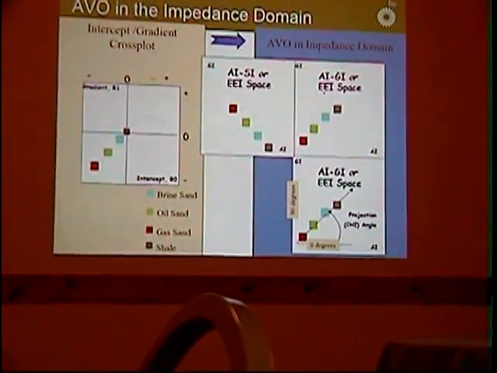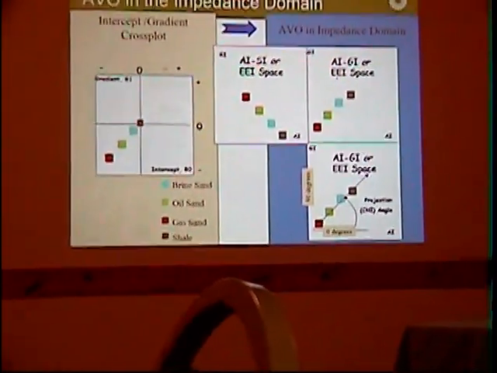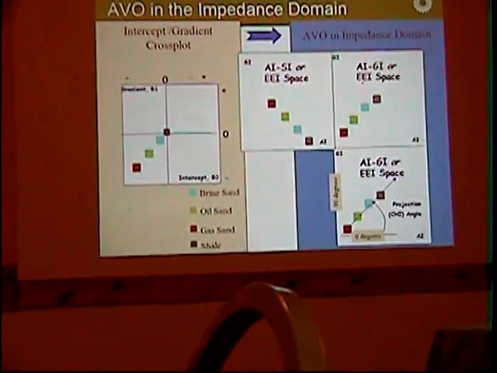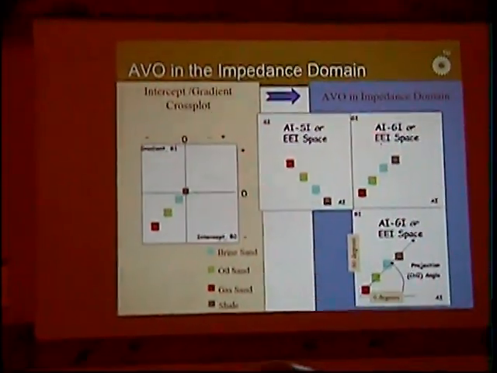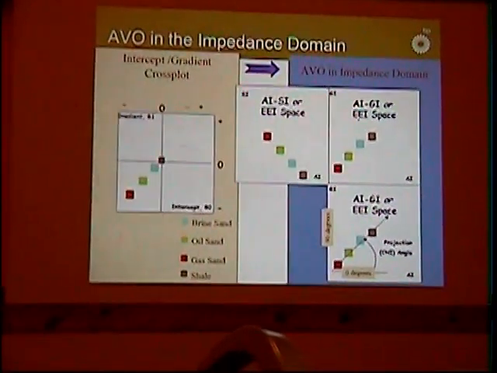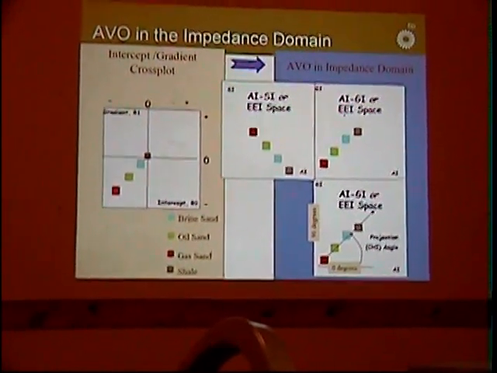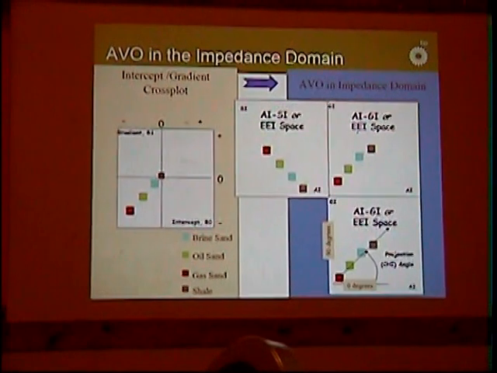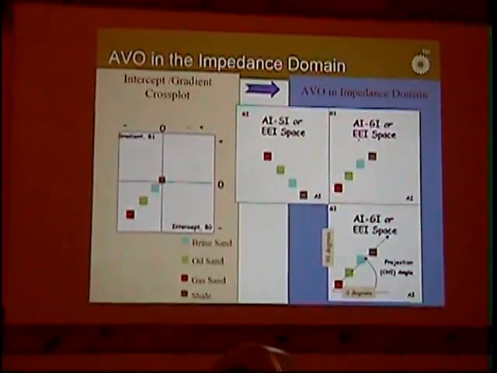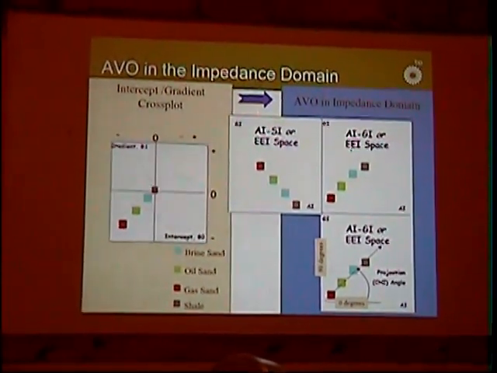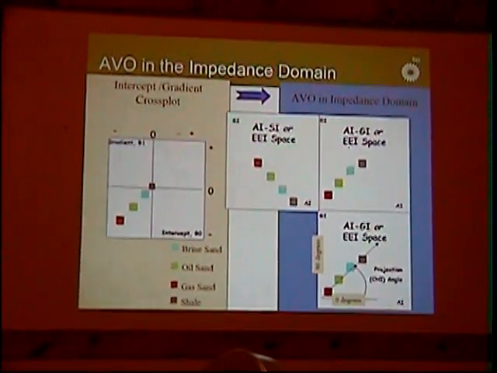Next. Okay, you can do the same thing in acoustic impedance, shear impedance space, and shear impedance again is just your density log, if you're thinking log data, your density log times your shear velocity log. Acoustic impedance is regular acoustic impedance, and you could do the same thing in the AI-SI space.